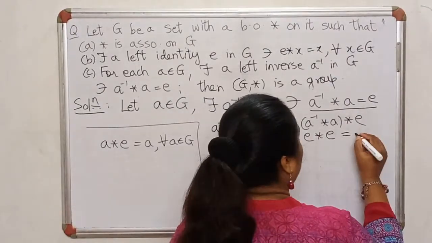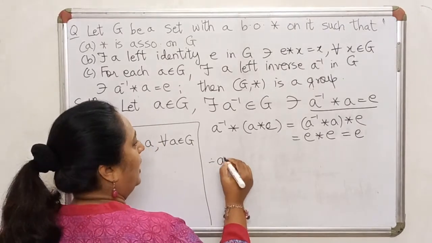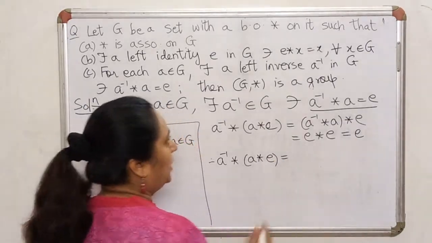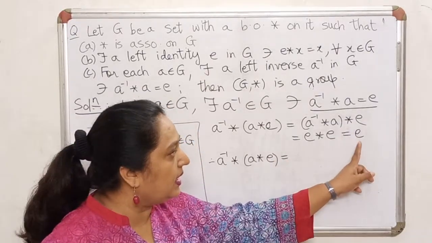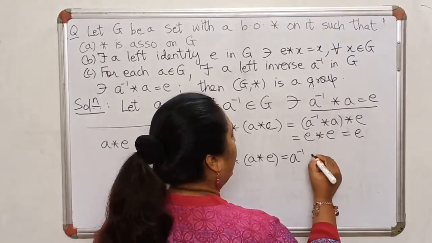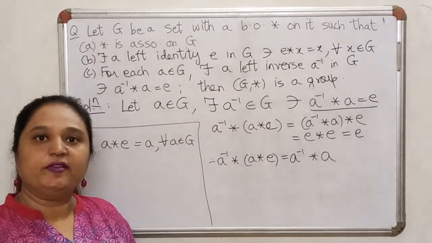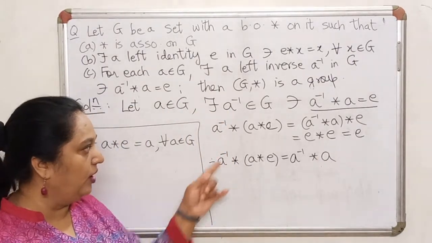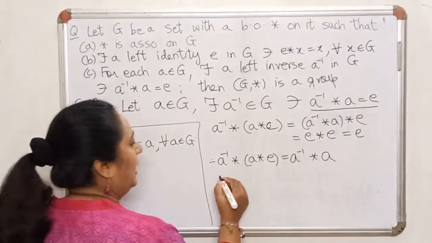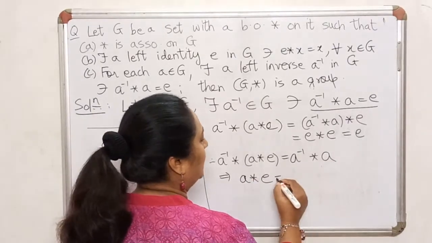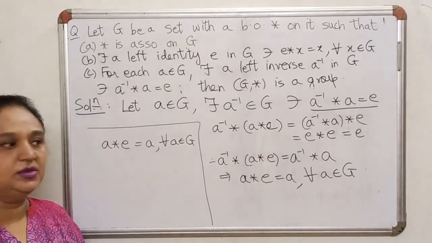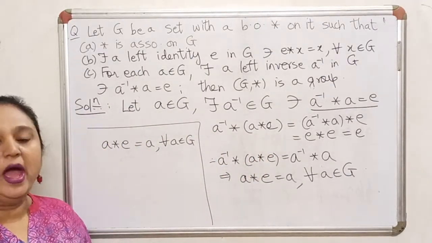So this E star E will give me E, and therefore I get A inverse star A star E equal to E, but in place of this E, I can also write A inverse star A. So I'll get A inverse star A. And now remember, we have already established the left cancellation law. So if I get rid of this term A inverse from both sides, which happens to be to the left, I will get A star E equal to A.